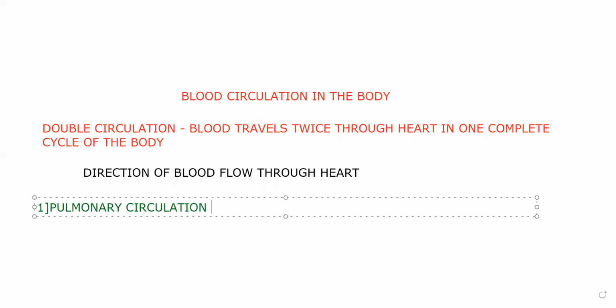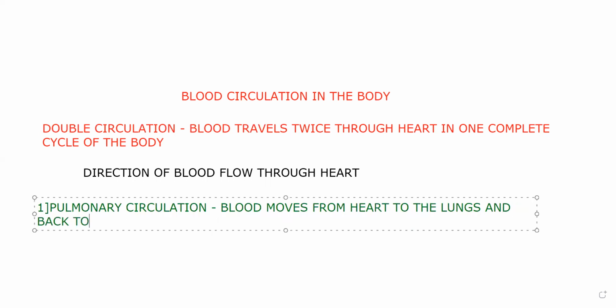In pulmonary circulation, the blood moves from the heart to the lungs and back to the heart.